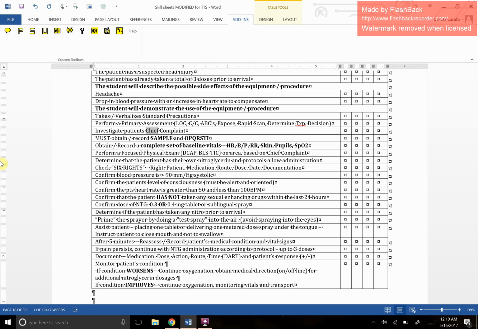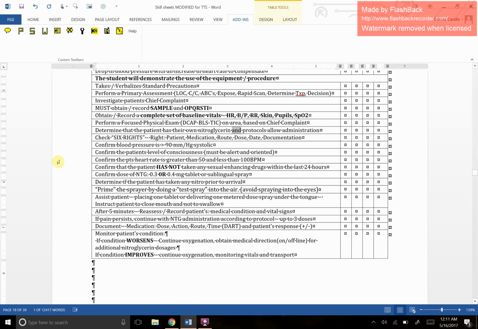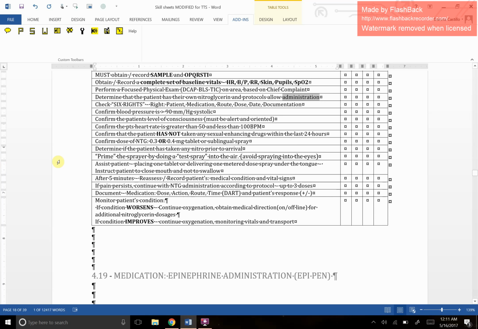Investigate patient's chief complaint. Must obtain / record SAMPLE and UPCRIST. Obtain / record a complete set of baseline vitals: HR, B/P, RR, skin, pupils, SpO2. Perform a focused physical exam, DCAP-BLS TIC, on area, based on chief complaint. Determine that the patient has their own nitroglycerin and protocols allow administration.